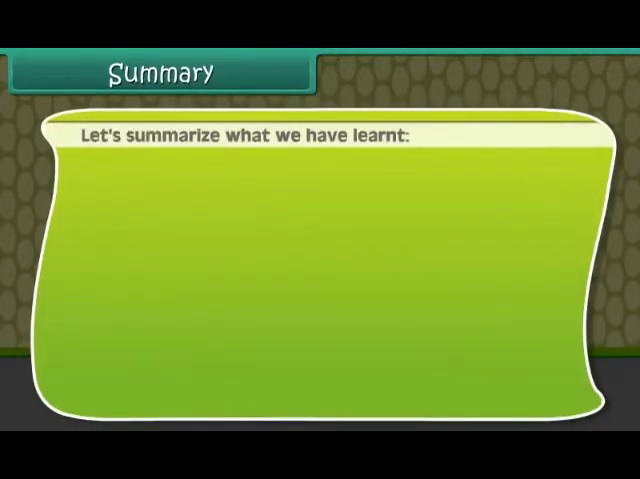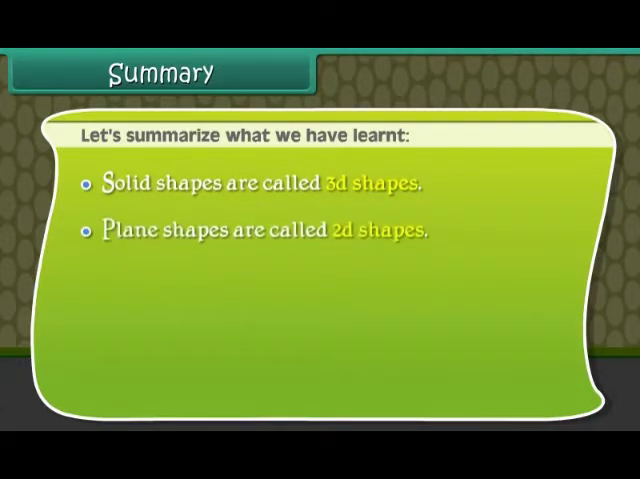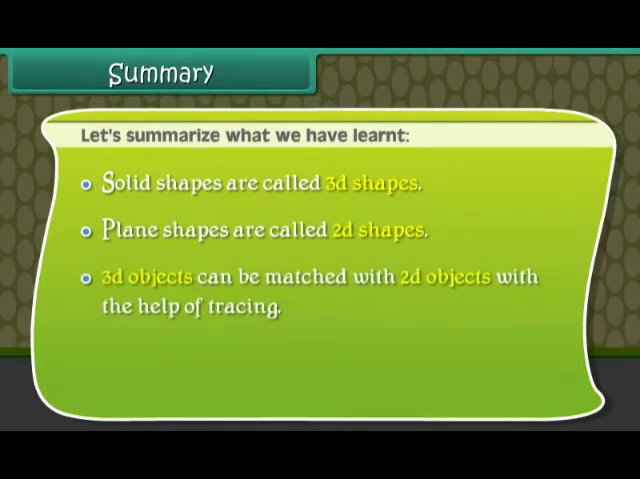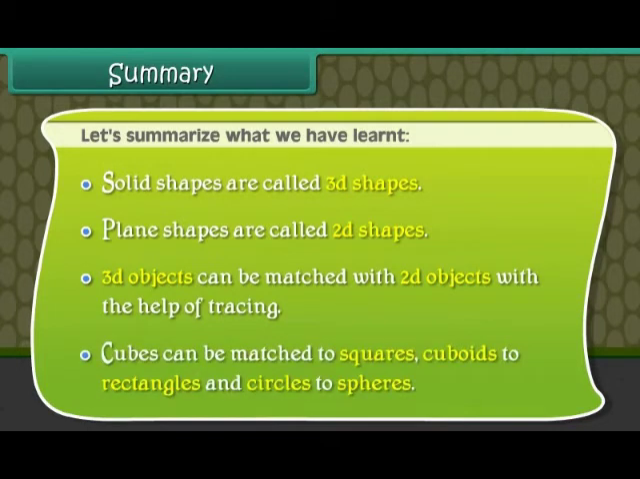Summary. Let us summarize what we have learned. Solid shapes are called 3D shapes. Plane shapes are called 2D shapes. 3D objects can be matched with 2D objects with the help of tracing. Cubes can be matched to squares, cuboids to rectangles, and spheres to circles.